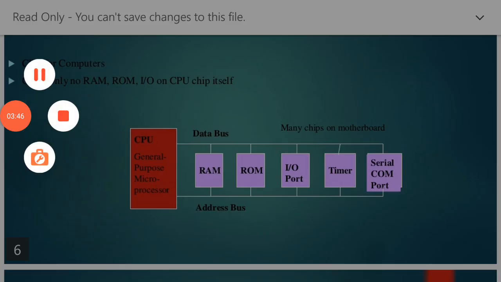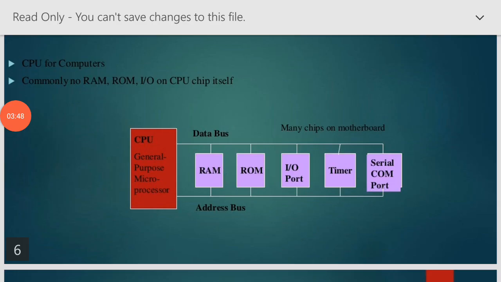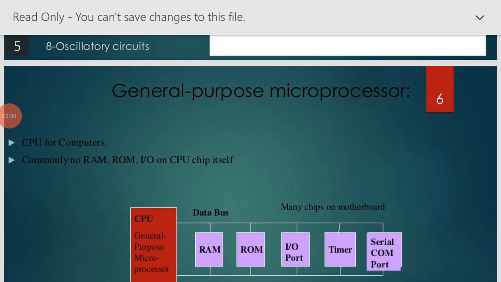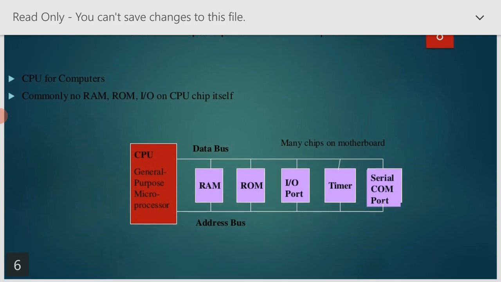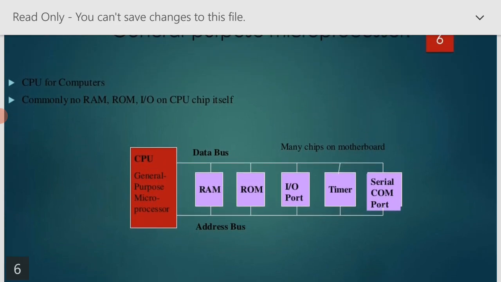The general purpose microprocessor is contained in the CPU for computers, commonly with no RAM, ROM, IO on the CPU chip itself. The data bus and the address bus are both used in a microcontroller. Many chips on the motherboard: RAM, ROM, IO port, timer, serial COM port.